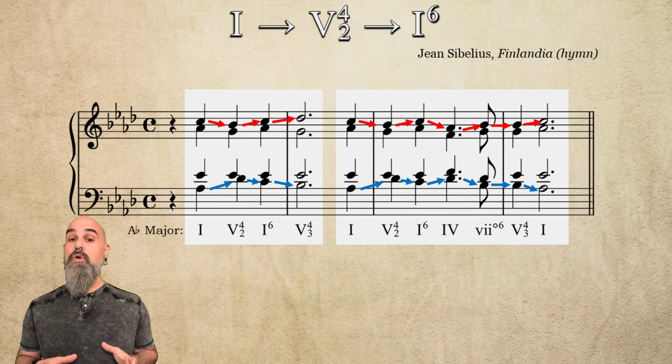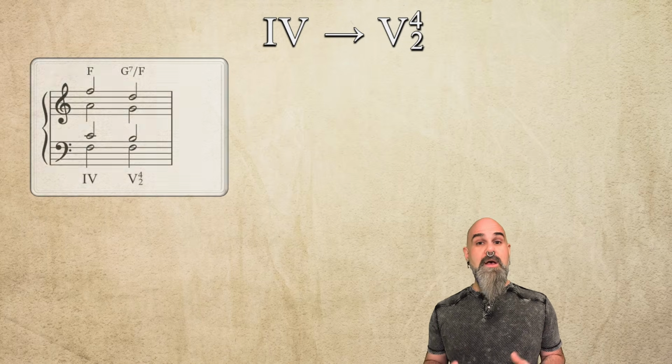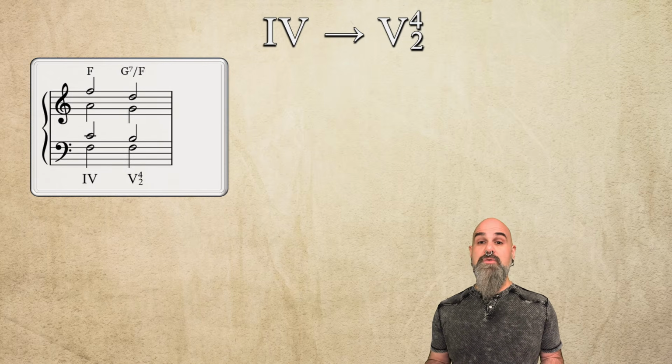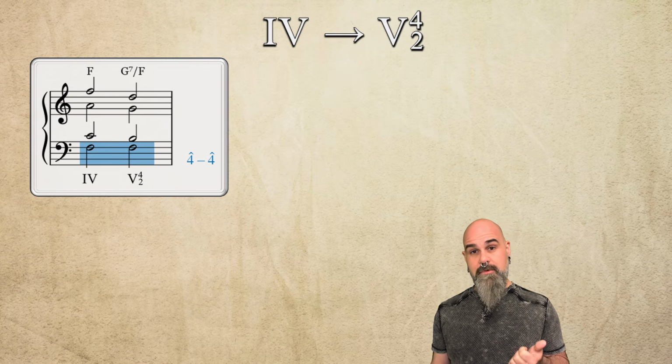Again, choosing to double the third of the 1-6 chords makes this all possible. There are a few other ways to get into a 5-4-2 chord, but let's just look at one more common way, straight from a root position 4 chord. Since both 4 and 5-4-2 share the same bass note, scale degree 4, we can keep that common tone in the bass and shift the upper voices.